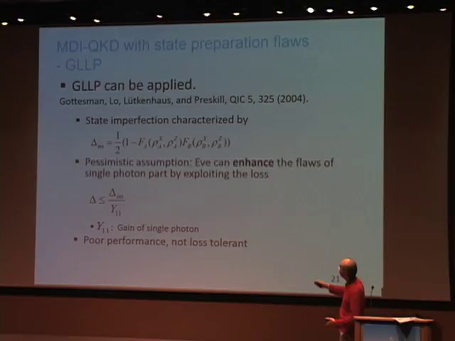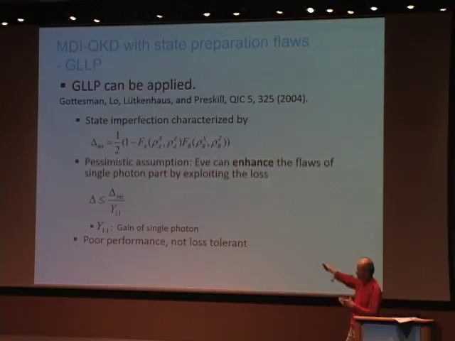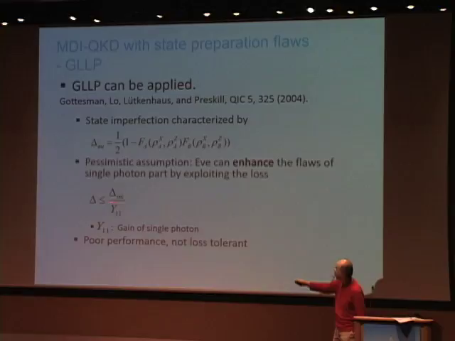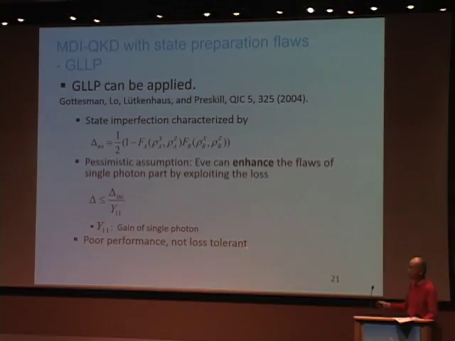But the problem in the original GLLP paper is that we are very pessimistic, where we assume Eve can do whatever she wants. She can enhance the imperfections by exploiting the loss in the channel. So if there is loss in the channel, we assume Eve can do some sort of post-selection to enhance her eavesdropping. Because of that, the initial imperfection is divided by the gain of the single photons, and so it has very poor performance, because it's not really loss tolerant. If there's loss, the imperfection becomes a big problem.